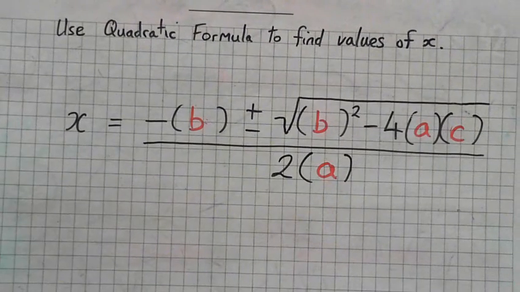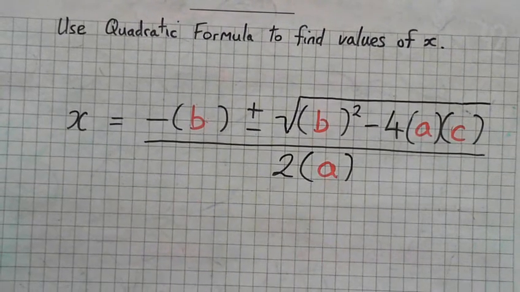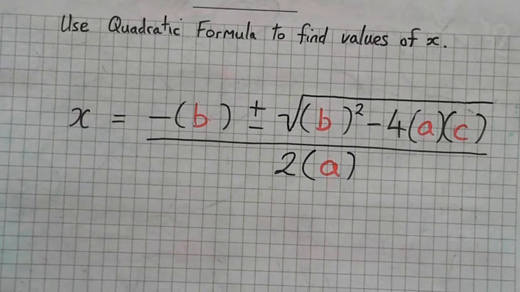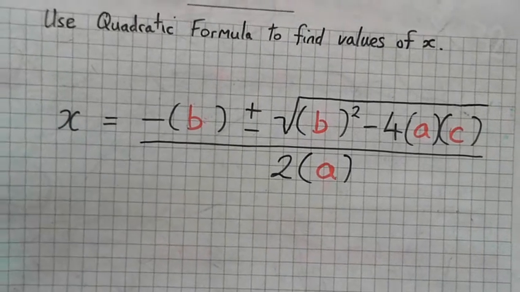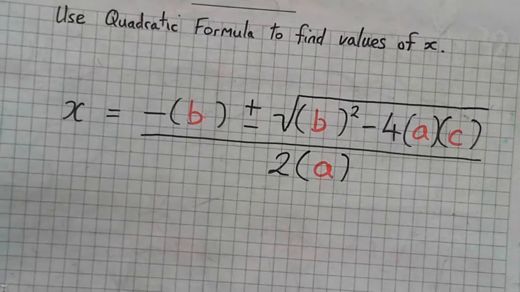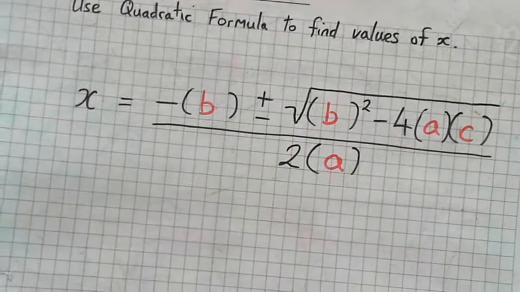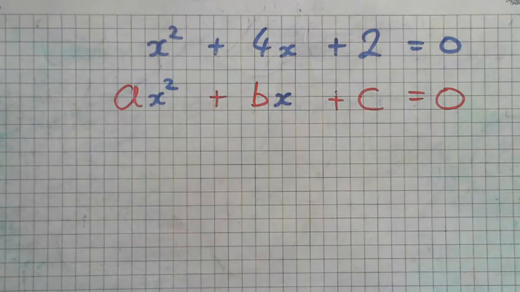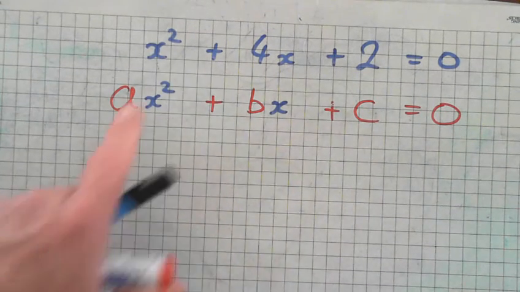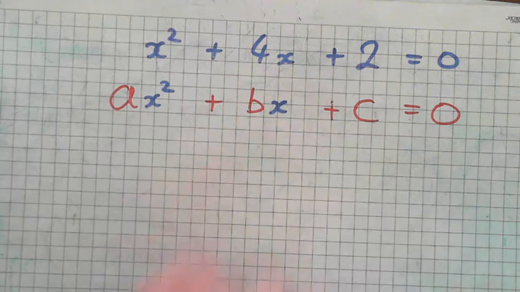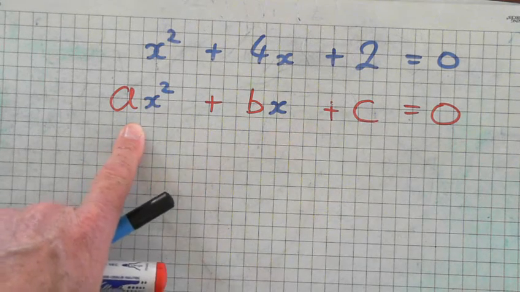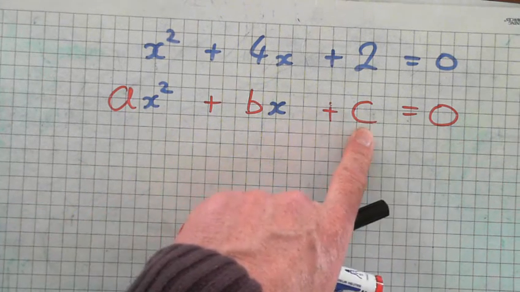Right, so we're going to use the quadratic formula to solve the quadratic equation, to find the values of x. This is the formula here. We have to find out what a, b and c are, first of all. This is the equation we're going to solve. This is what a quadratic equation type 1 looks like.